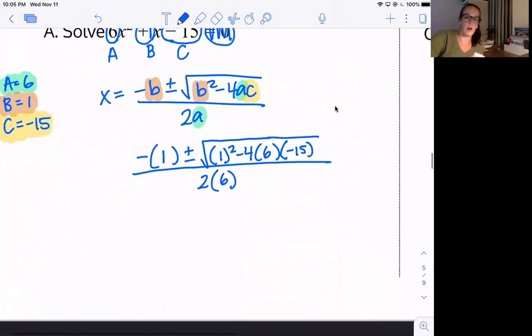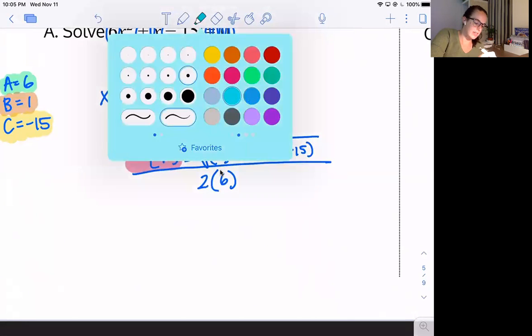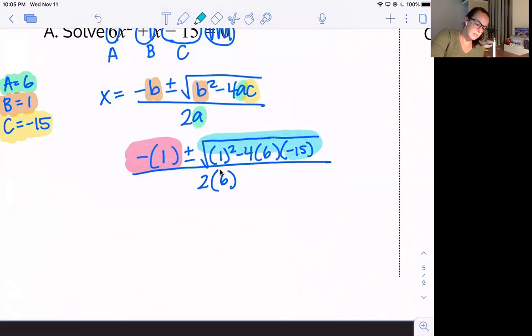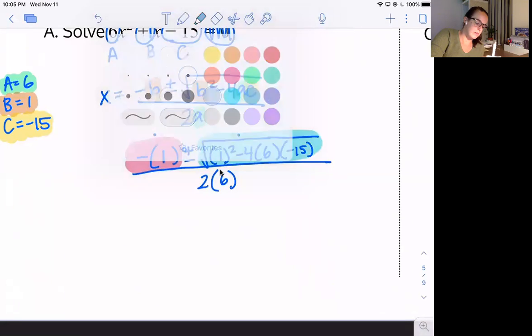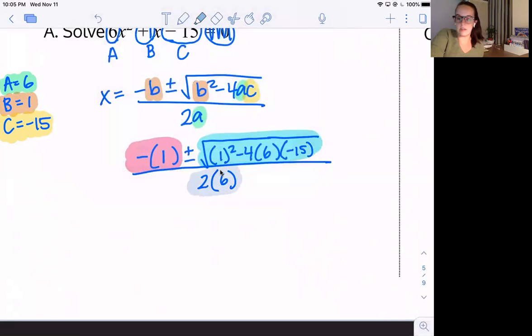So I need to simplify all of this into what's going to turn into 2 numbers. I like to think of this as 3 separate zones. We have our first zone, which is here, the number by itself in front, the negative b. We have our second zone, which is the square root part, this part here. And we have our third zone, which is the denominator, the 2 times the a.